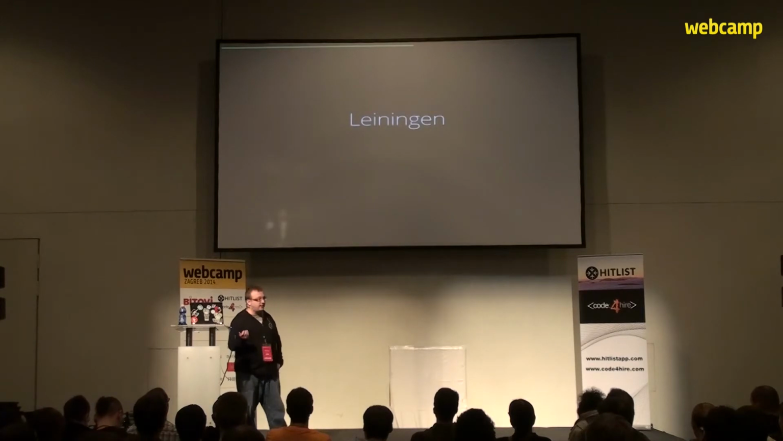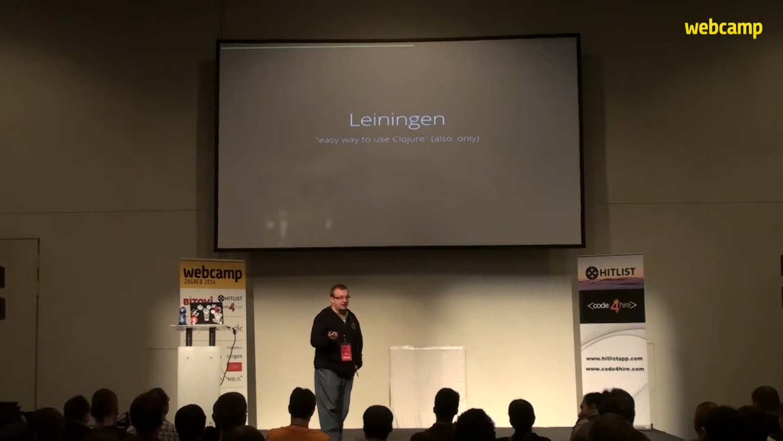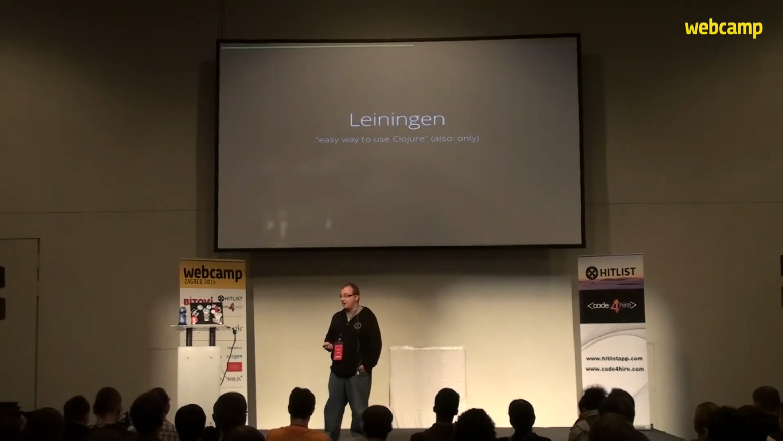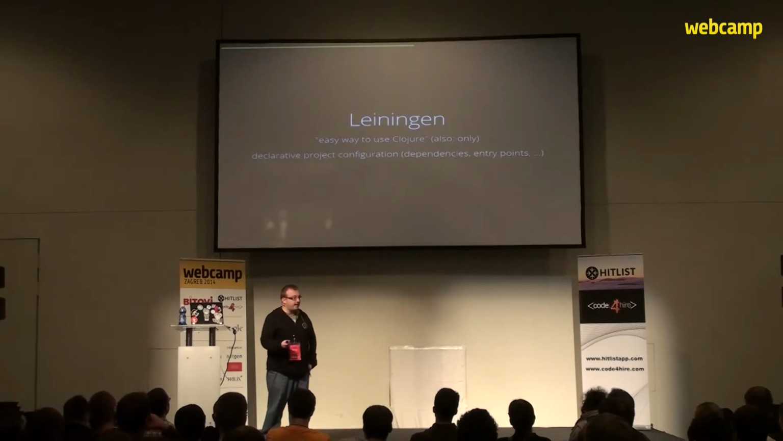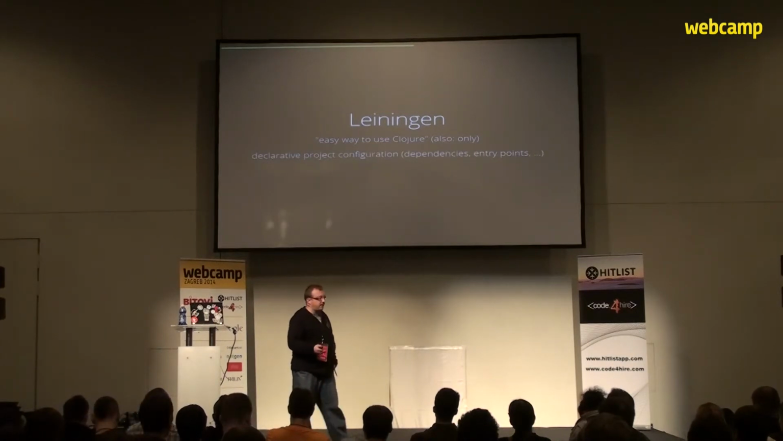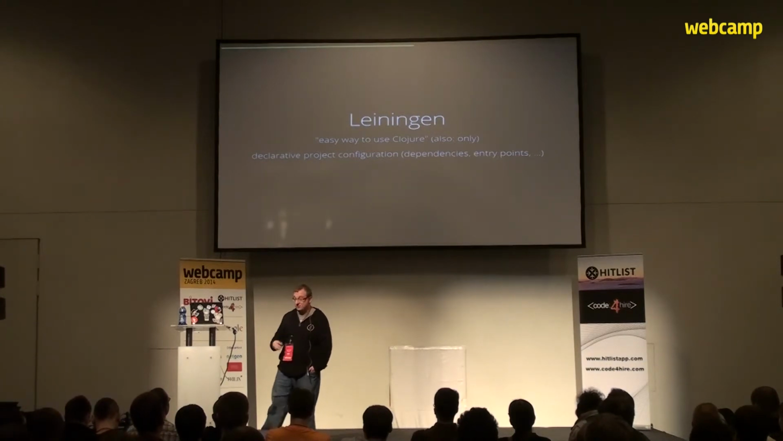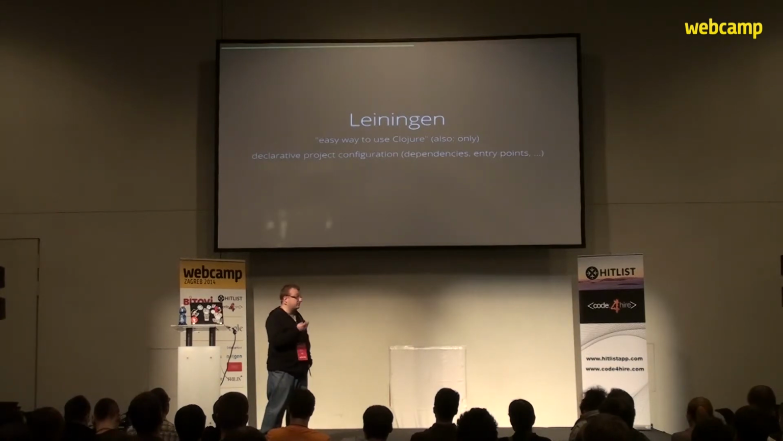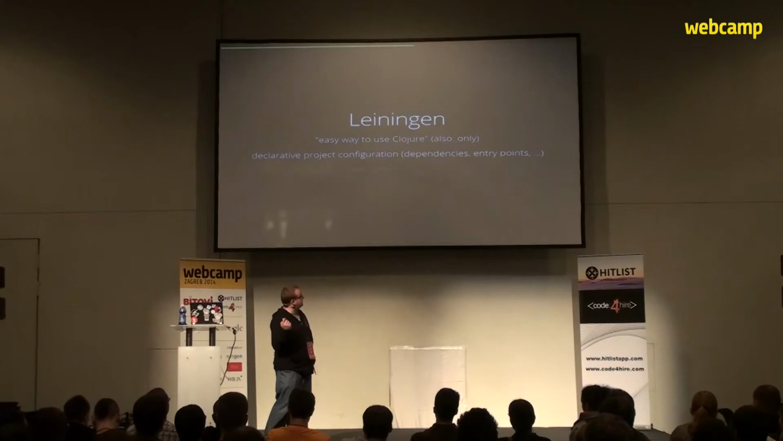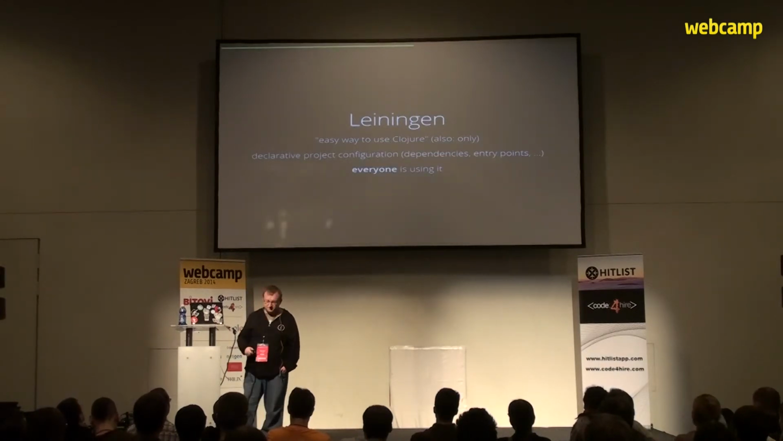And the other thing is Leiningen, which is called the easy way to use Clojure, and I like to call it the only way to use Clojure because it's really so powerful and so simple. It's basically your declarative project configuration. You tell it your dependencies, your entry points to the application, whatnot, and it does all the work for you. It can generate jars, it can run your code, it can, again, build dependencies, whatnot. And the good thing, everyone is using it. It's a standard in the Clojure community.